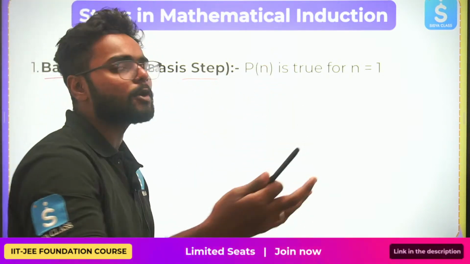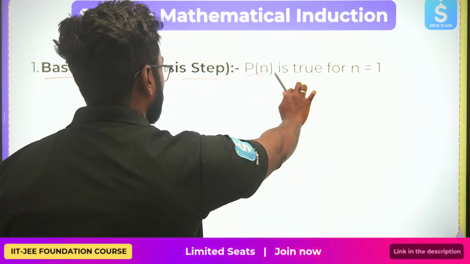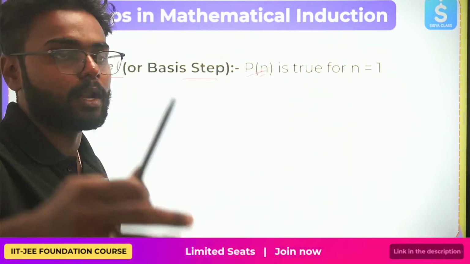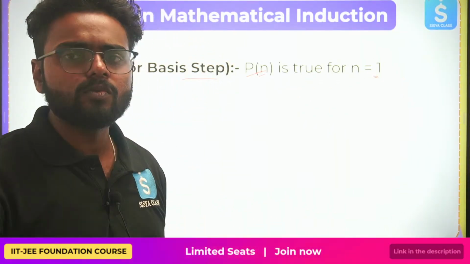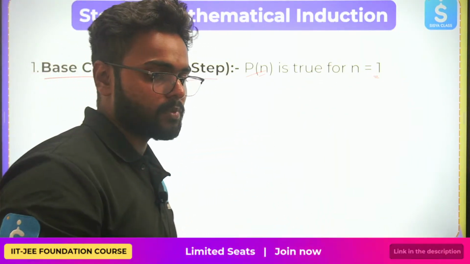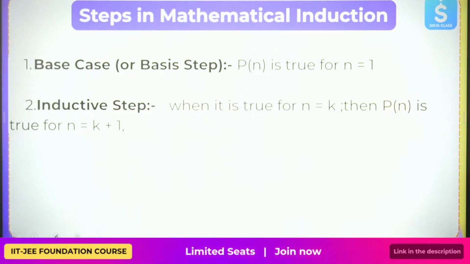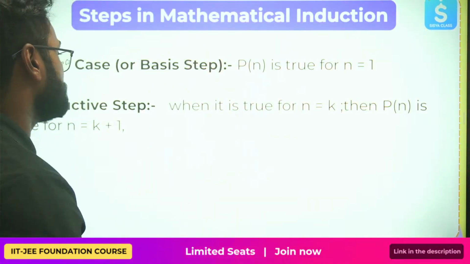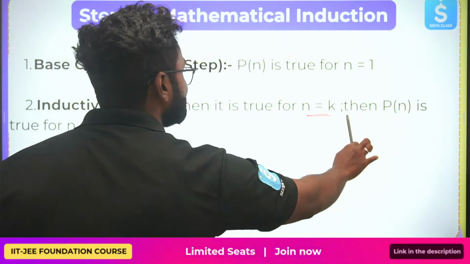What does this mean? Basically a proposition, you could say. This proposition P of n is true for n is equal to 1. Most of the cases you will be taking n is equal to 1 only. In rare cases you might take n is equal to 0. Got it? Let's see the second step now. This is called the inductive step. Now in this step, we will assume that it is true for n is equal to k.